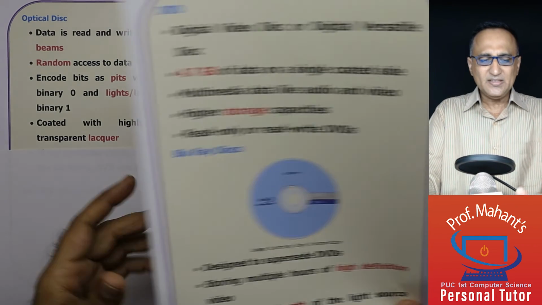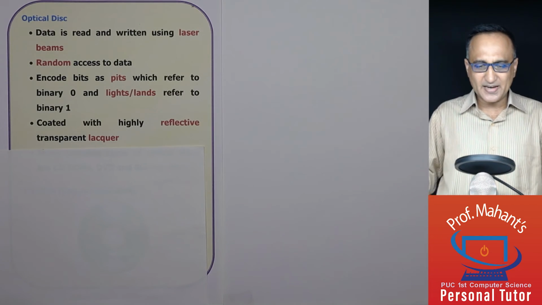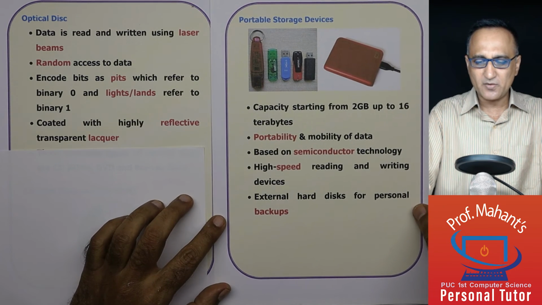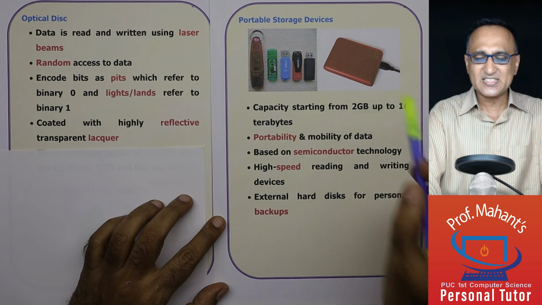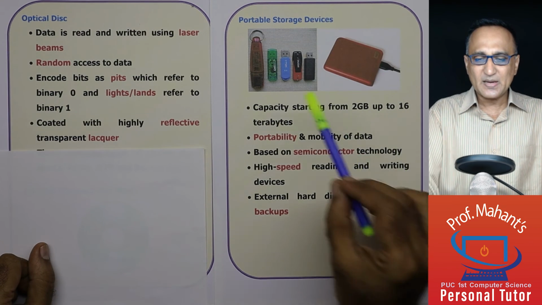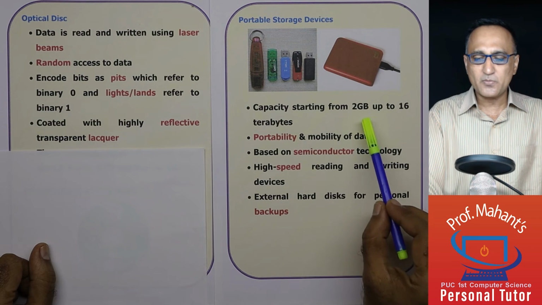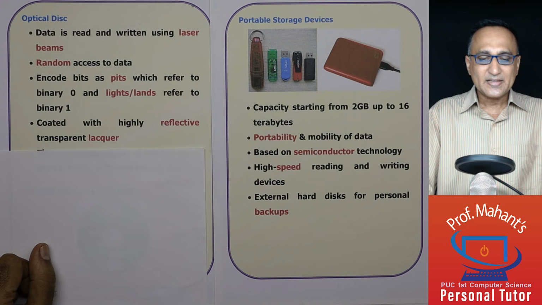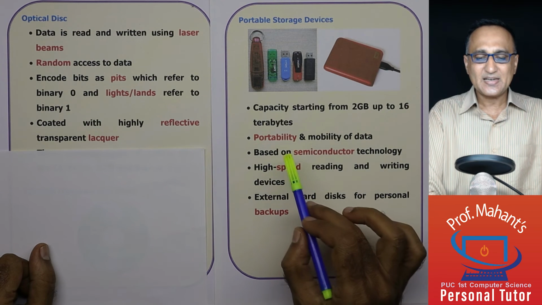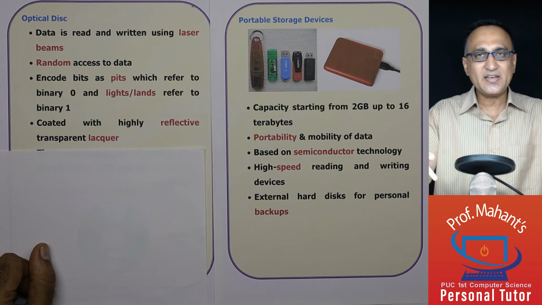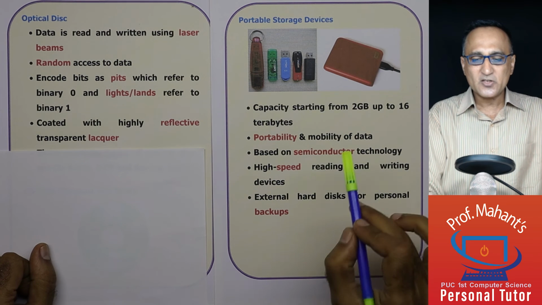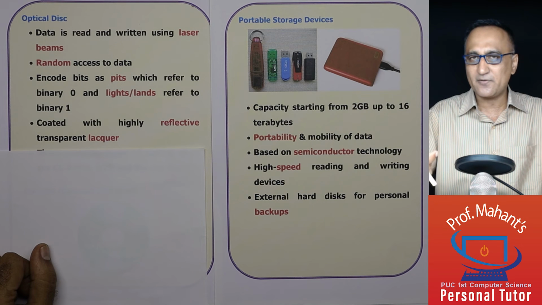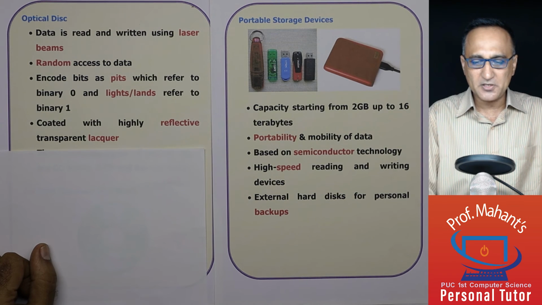Now, the last kind of secondary storage device we shall take a look at is the portable storage device, which all of you are very familiar with, known as the pen drive, or it can be an external portable hard drive. The capacity of these starts from 2 GB all the way up to 16 terabytes or TB. The advantage of these devices is you can take the data from one machine and use it in some other machine. That refers to portability and mobility of data. The data becomes free flowing. You can take it from one machine and use it in another machine.